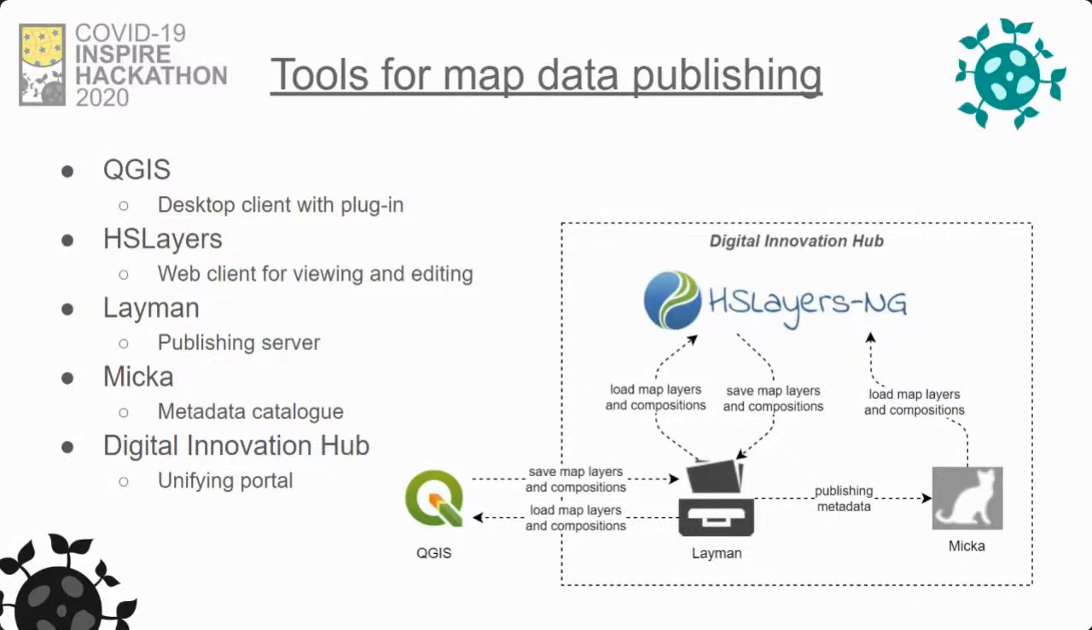That is the place for the so-called Digital Innovation Hub, which is built on top of the Liferay Content Management System and provides the authentication and authorization technology for the map publishing workflow. You can also see in the picture the connections between those components. HSLayers NG and QGIS with the plugin installed can load and save map compositions and can also load and save single layers. And there is of course this arrow from Lyman, which is publishing metadata to Mitska, as I said.